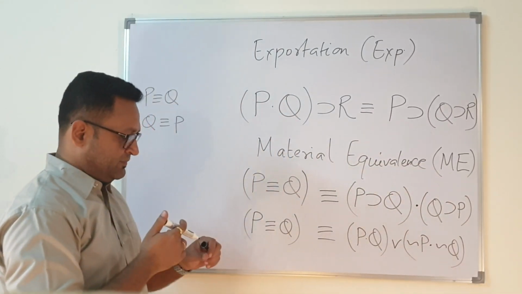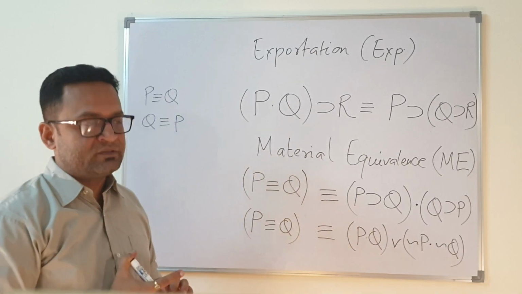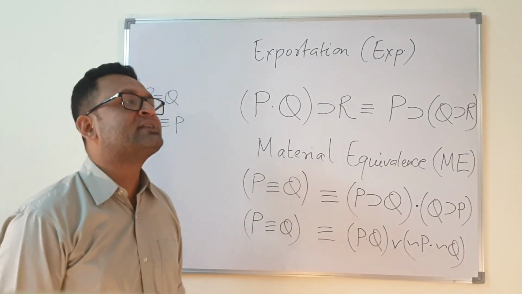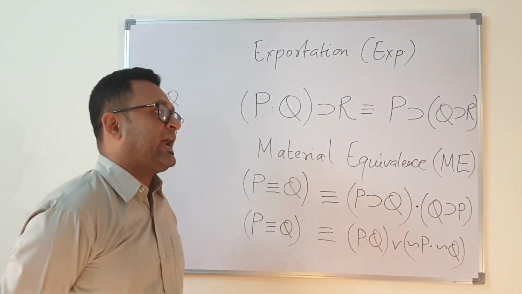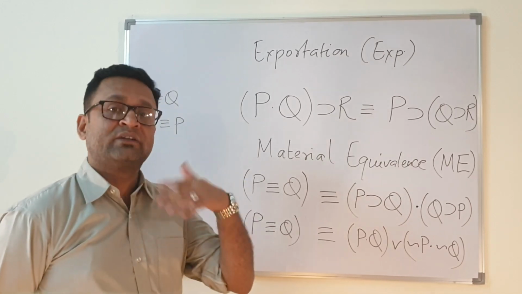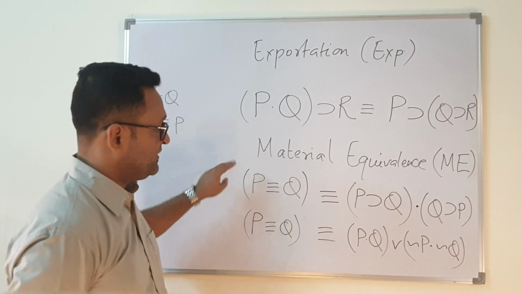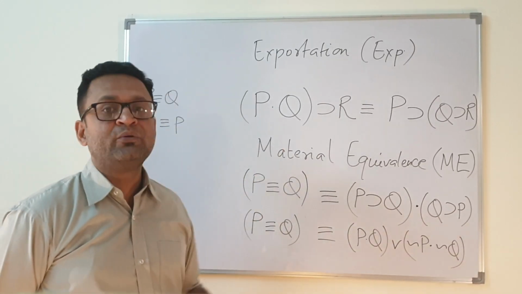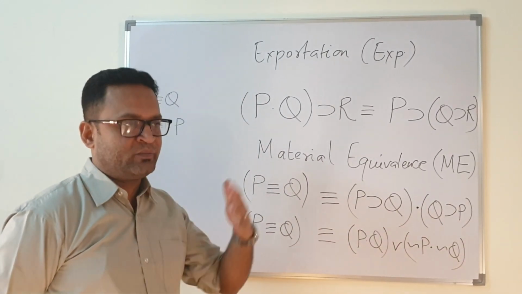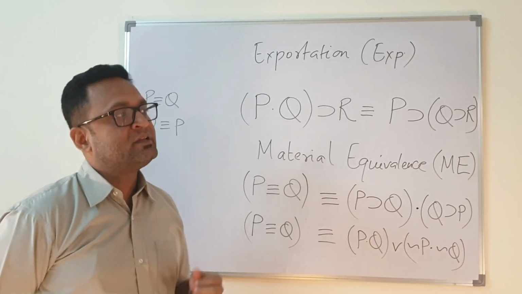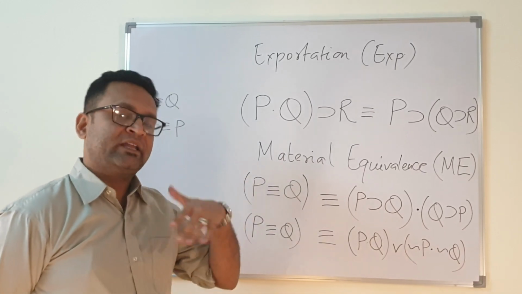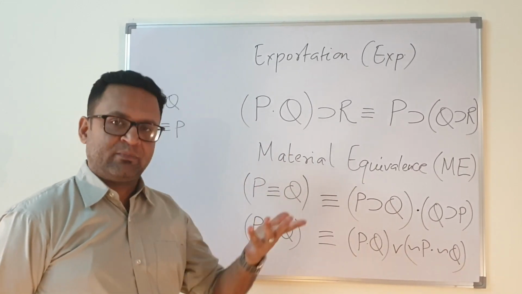So as you have seen, we have now discussed 10 rules. These 10 rules are called the rules of replacement, and some of them have more than one expression, right? Like tautology has two expressions. This is also having two expressions. Commutation, association, and so many more have two expressions. So you can use any one of them depending upon the requirement.